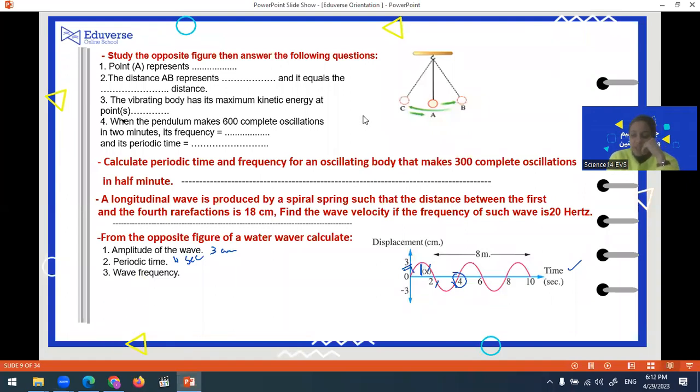Wave frequency. How can I find the wave frequency? I'm not going to think a lot. It's 1 over the periodic time. So I have the periodic time, so 1 over the periodic time, and it will be 0.025. If you want to find the number of the complete waves, divide that by the time, you're going to find the same answer here. It's another way to find the frequency.